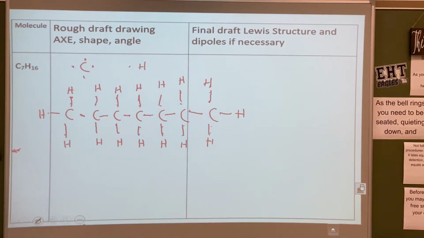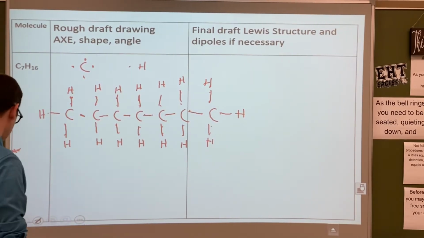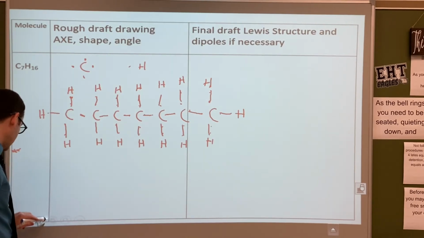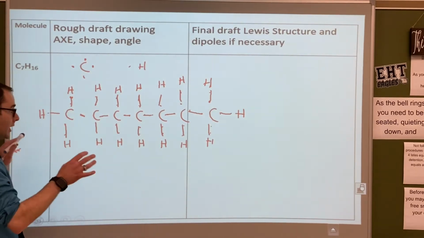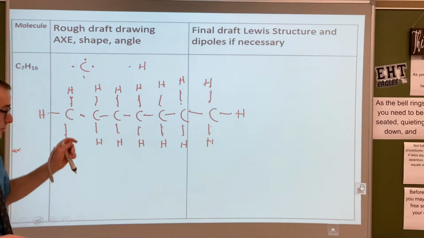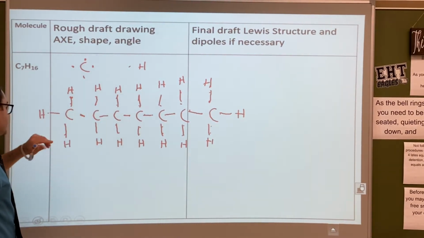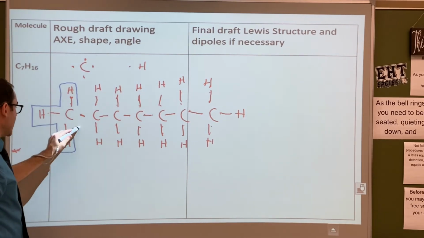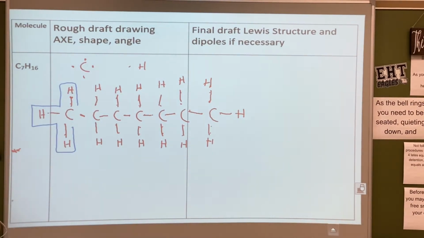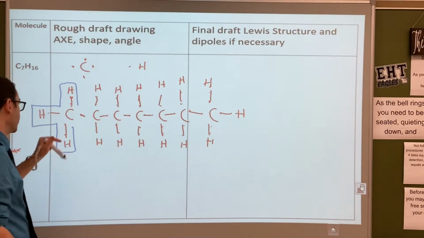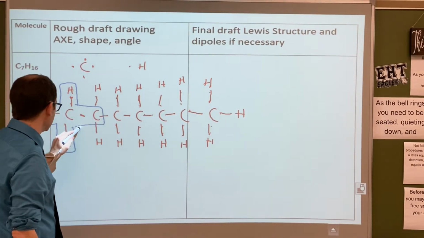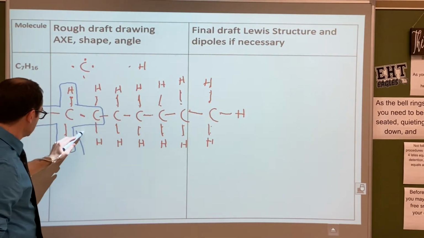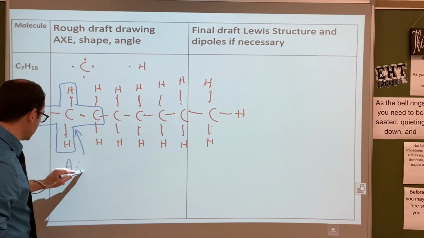All right, now, let's talk AXE. What's the AXE for this? Okay, so I heard AX3, I heard AX4. Let's circle out one of the central atoms first. I'm gonna pick the first carbon. How many hydrogens are around this one? 3. Yep, so we have 3. Is there anything else directly connected to this carbon? One other carbon, right? So for this one, the pattern is going to be AX4, yep.